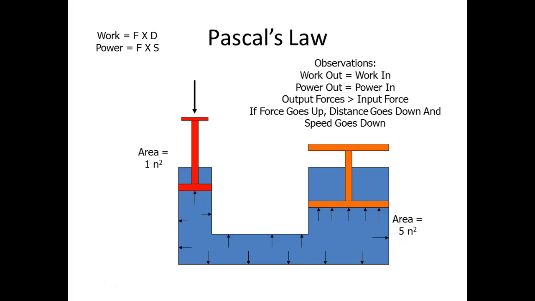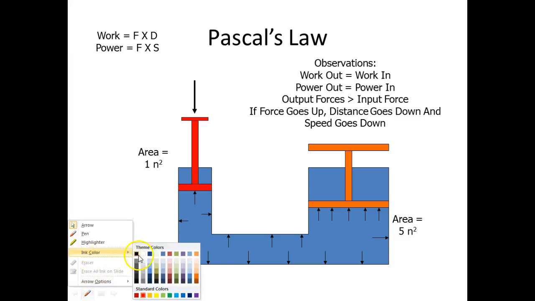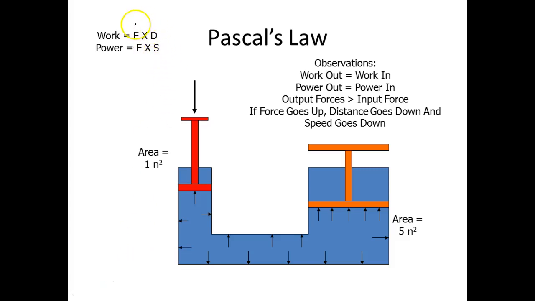So if work is equal to force times distance, and my work does not change, and my force is going up on my output, then what's going to happen to the distance on my output? It's not going to travel as far, right? You understand? And also on power, if force goes up on my output, what's got to happen to my speed? It's got to go down.